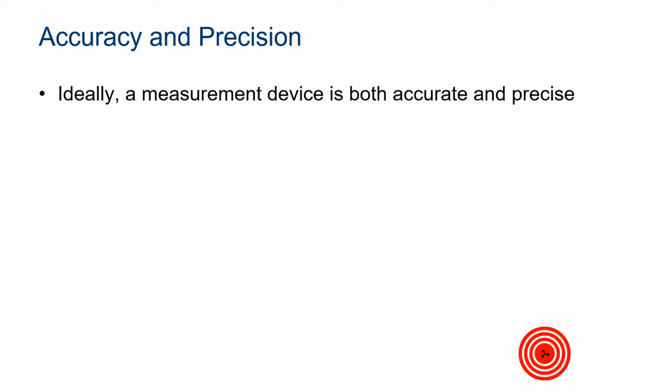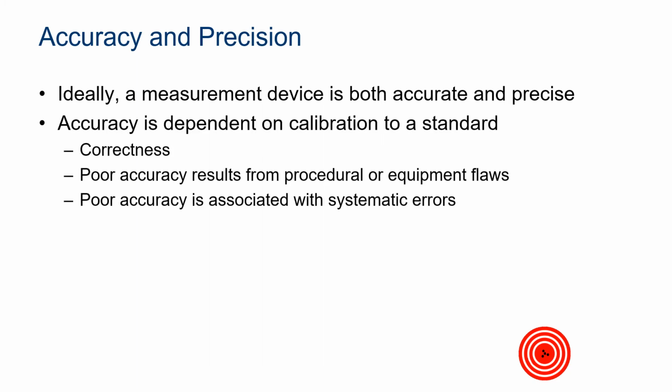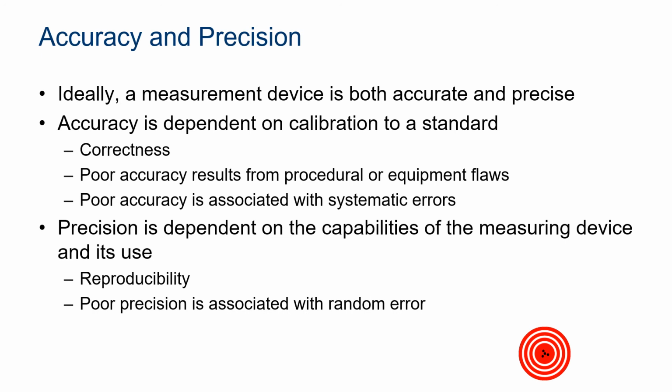Ideally, a measurement device is both accurate and precise. Accuracy is dependent on calibration to a standard. We want correctness. Poor accuracy results from procedural or equipment flaws. Poor accuracy is associated with systematic errors. Precision is dependent on the capabilities of the measuring device and its use. We want reproducibility, and poor precision is associated with random error.